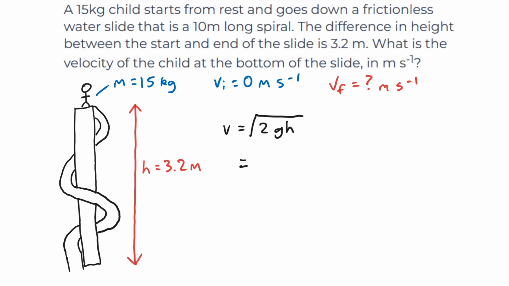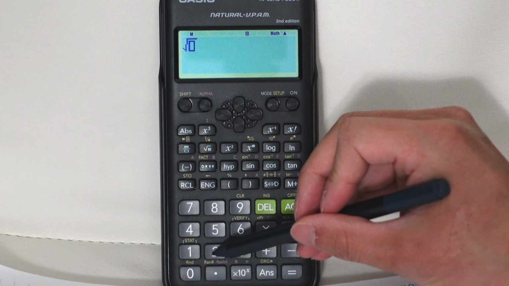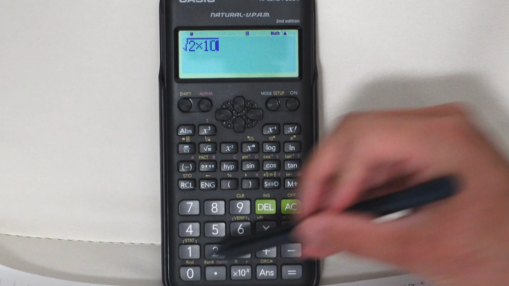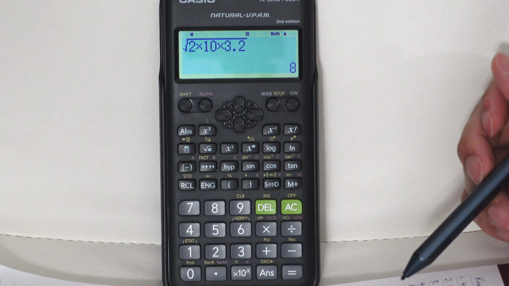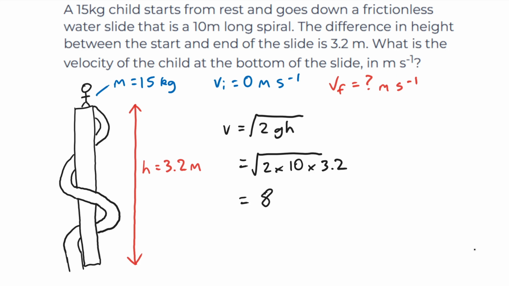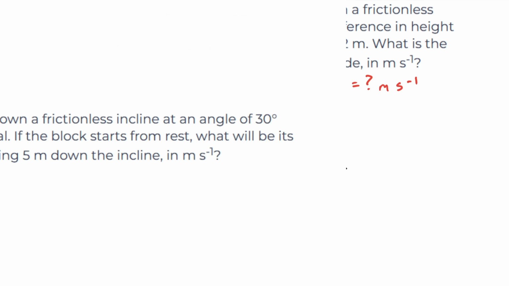Let's put the numbers in. Velocity equals square root of 2 times 10 times 3.2. If we put that into the calculator, press the square root button, then 2 times 10 times 3.2, that gives us an answer of 8 meters per second. You can see that we don't even need to know the mass of the object.